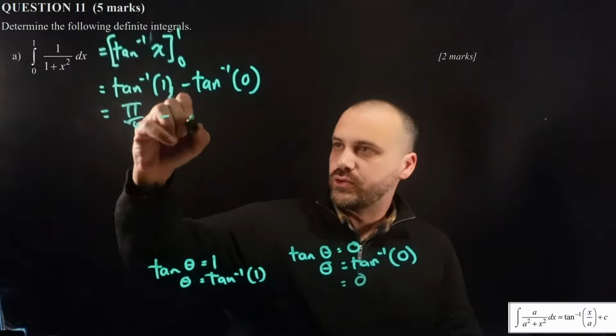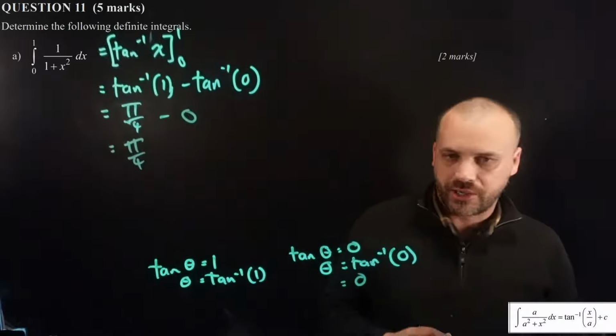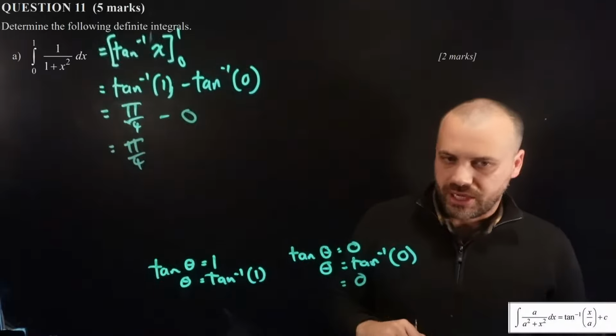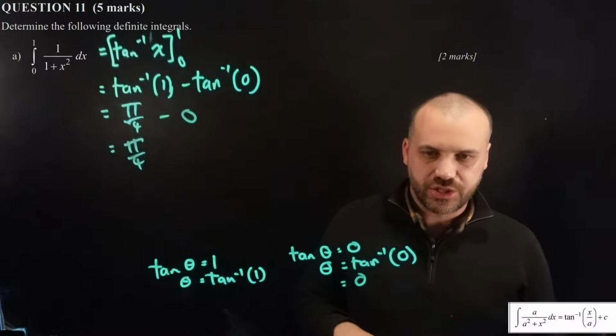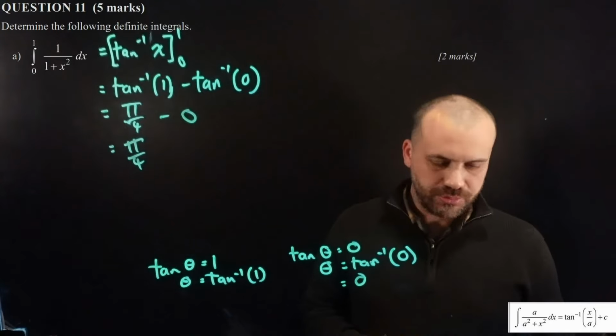So we have pi on 4 minus 0. Our answer here is pi on 4. 2 marks for it. So we'll do a little mini celebration for this one, but that was just part A. So we've got to move on to part B.